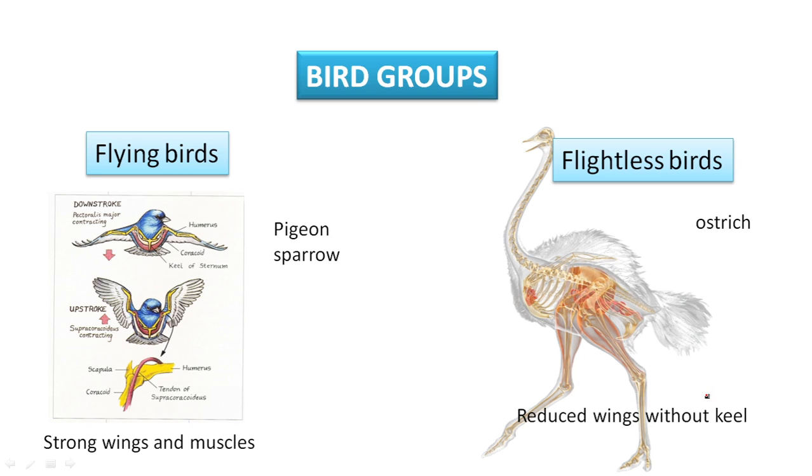Birds can be classified or divided into general groups. One group is the flying birds, los pájaros que pueden, las aves que pueden volar.